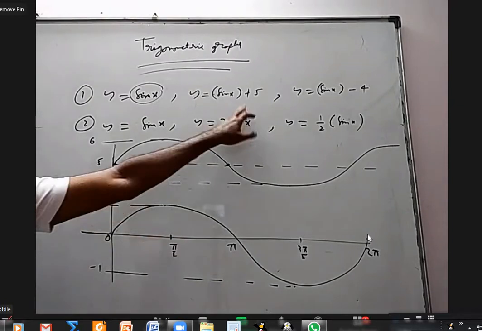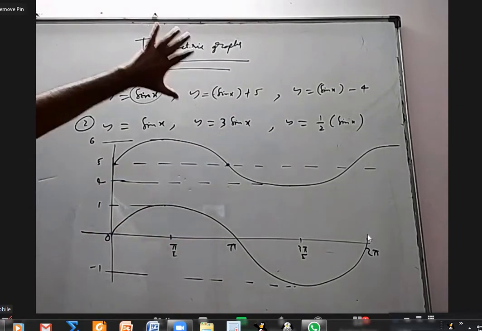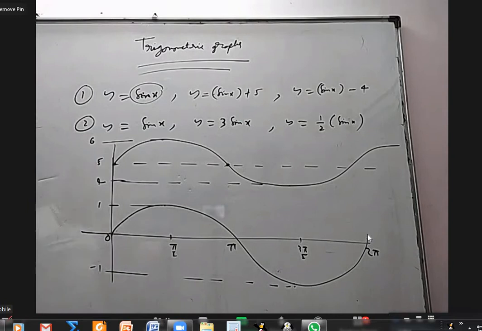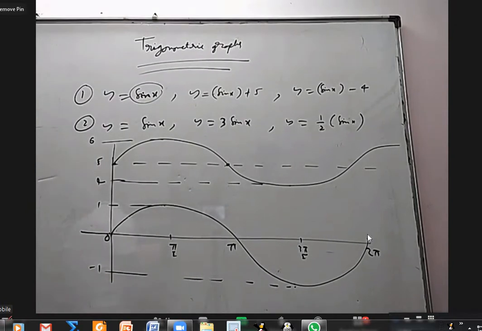So when you add 5, just move the graph as it is upward by 5 units. Is it okay? So maximum will be 6 and minimum will be 4 now. Yes, you are right.